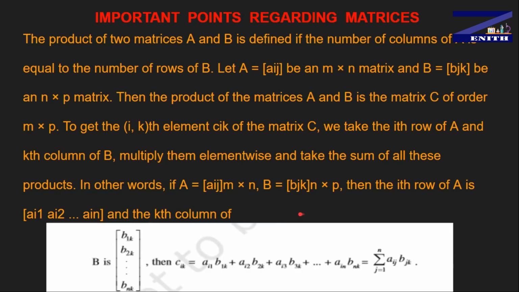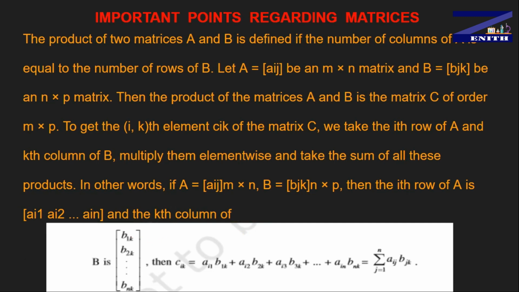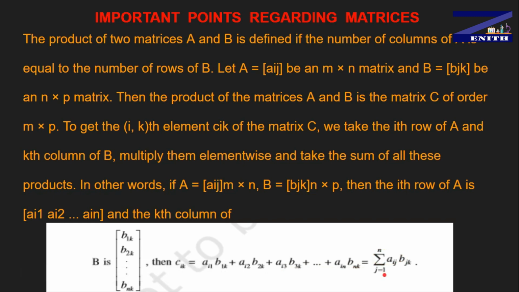So guys, this one is the kth column. You have to just multiply the row of the first matrix with the columns of matrix B and just add them, and after adding you get this. Or in short, you can say summation from 1 to n. So this was basically all about the important points of matrices. Now guys, let's see some basic examples regarding matrices.